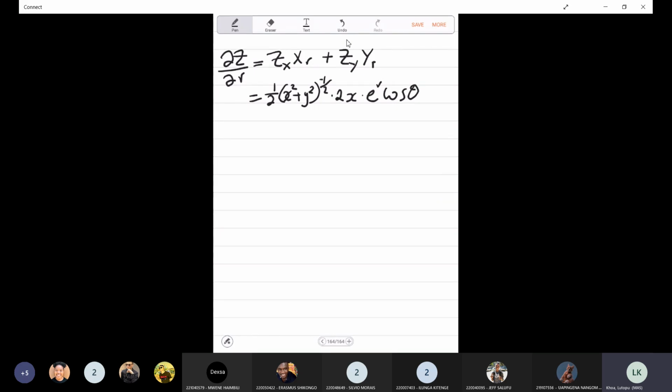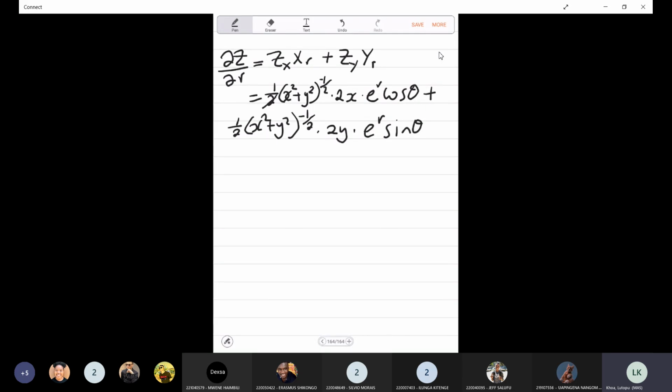And then this one, we do it in the same way. The derivative of z with respect to y is a half x squared plus y squared to the power of minus a half, and multiply by the derivative of the inside, which is 2y, and then multiply by the derivative of y with respect to r, which is e to the power of r sine theta. Then from here we want to simplify as far as possible.